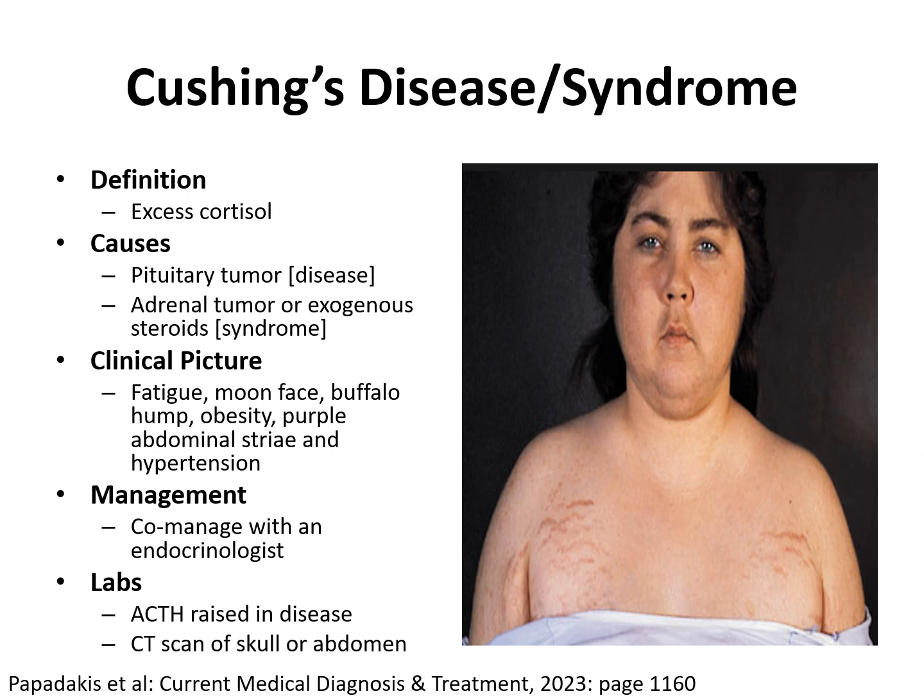There's going to be fatigue, there's going to be moon face, there's going to be a buffalo hump, there's going to be obesity, primarily in the truncal region, purple abdominal stria, hypertension, in addition to the edema of the limbs. That is present in both Cushing's disease and syndrome.